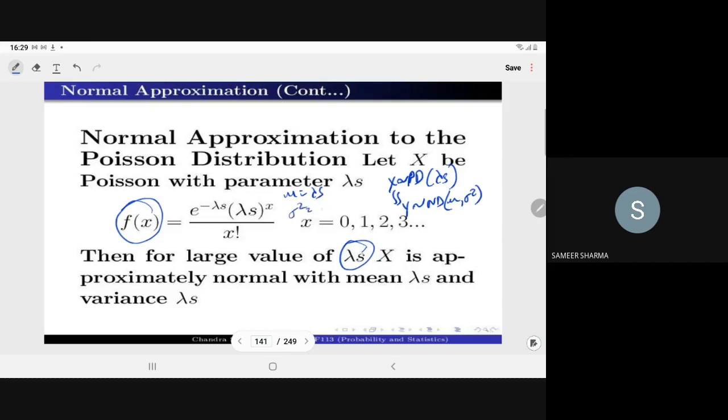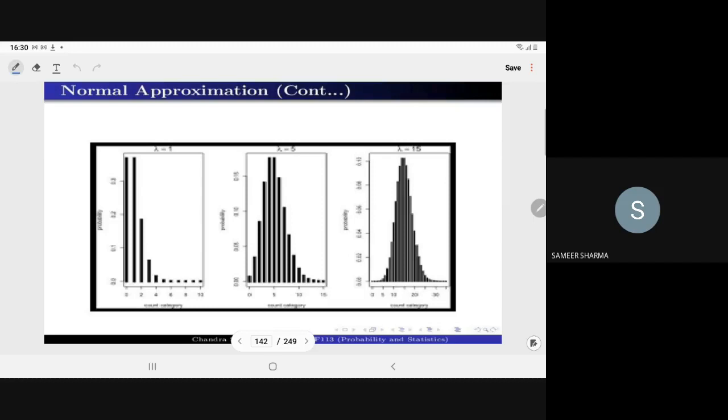Variance for the Poisson distribution is what? Lambda into s. So in this case, it will become the normal distribution with parameters lambda into s, lambda into s. Otherwise, everything is exactly the same.